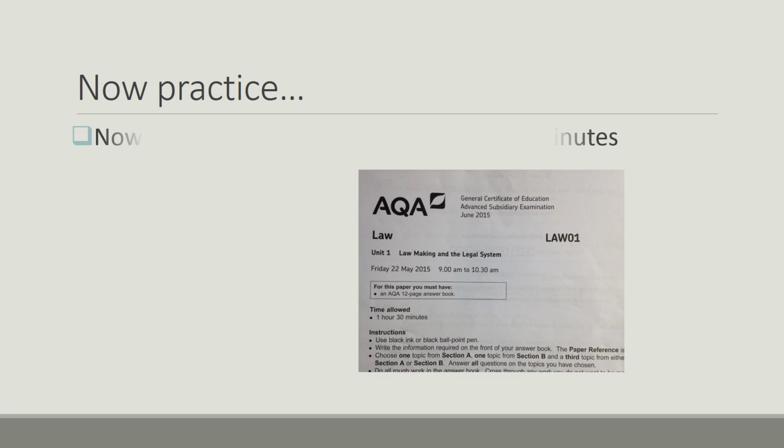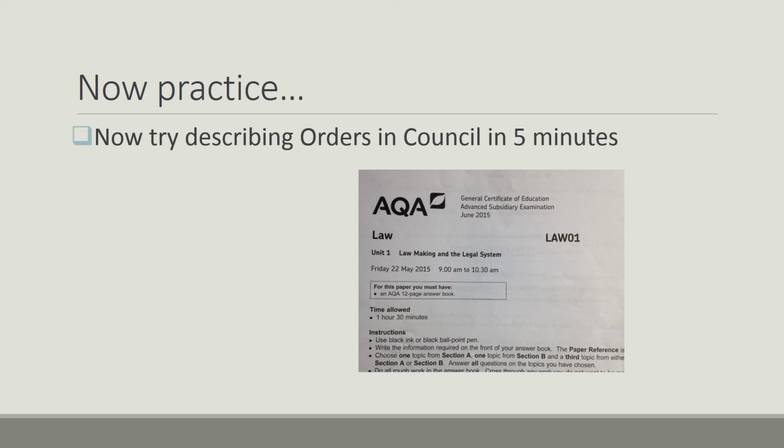To finish with, I would recommend that you try describing orders in council in 5 minutes, starting with your definition and working your way through to who the Privy Council are, when they meet, and finishing with your 2 examples.